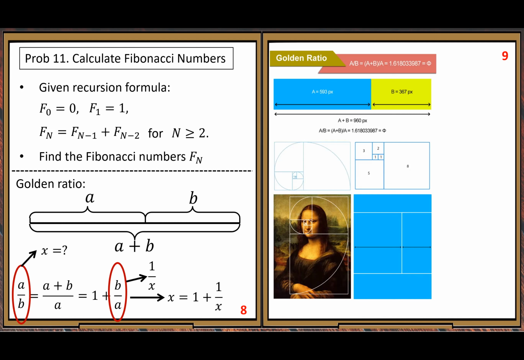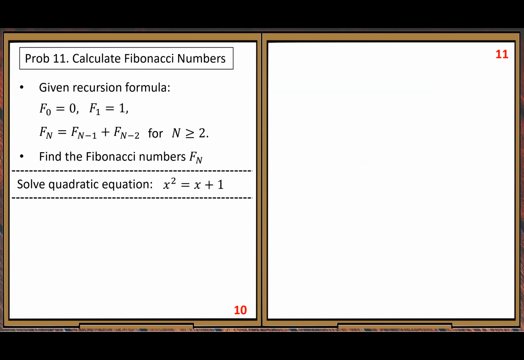Why do people call it the golden ratio? Because there is some nice thing. Here you can see this nice curve, and in the picture of the famous Mona Lisa, people find this special property there. Then solving this equation should be easy, pretty easy.